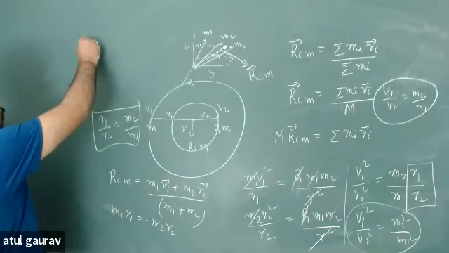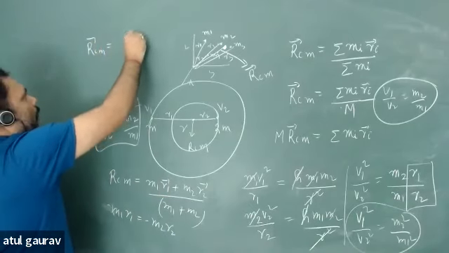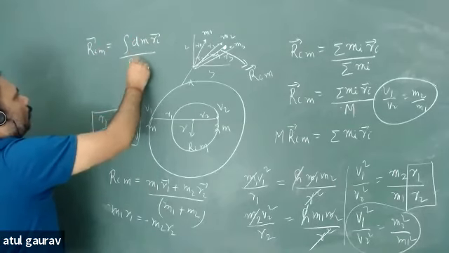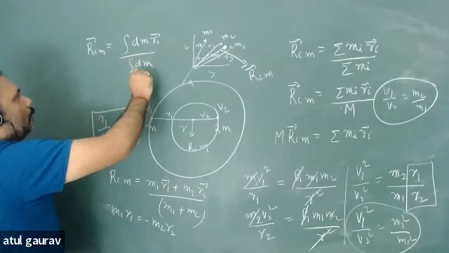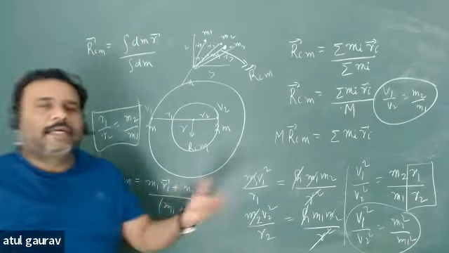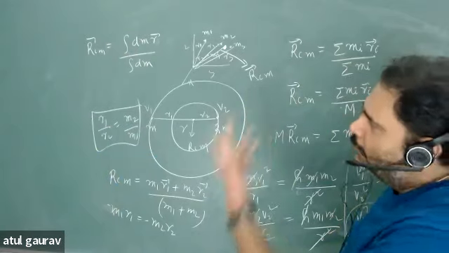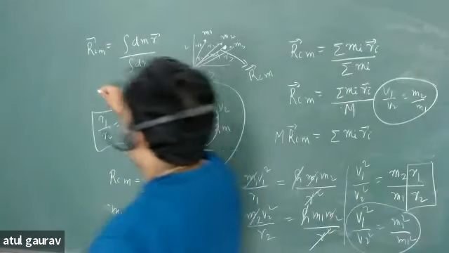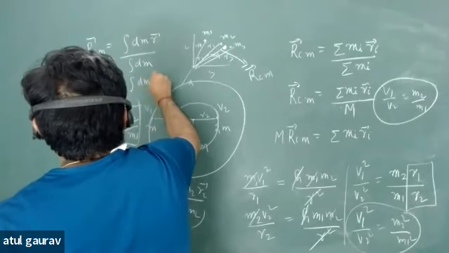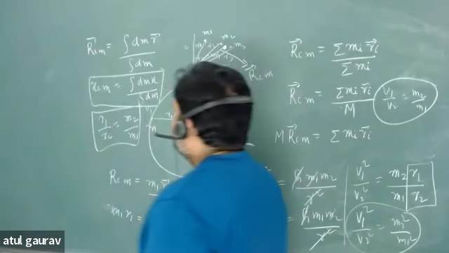Integration. Obviously, we have to go for RCM is equal to nothing but the integral of R dM, and obviously you will go for RI by summation over DM. And RI will be changed to R. And now this is a vector quantity, so you can go for X separately, Y separately, Z separately, and you can easily calculate. Suppose if I want to go for XCM, what will be my XCM? DM X upon summation over DM. Isn't it?